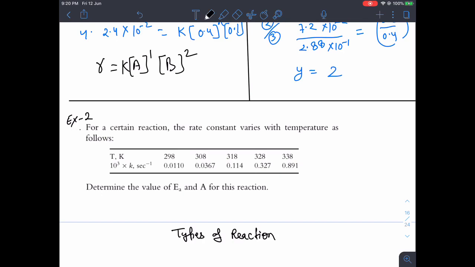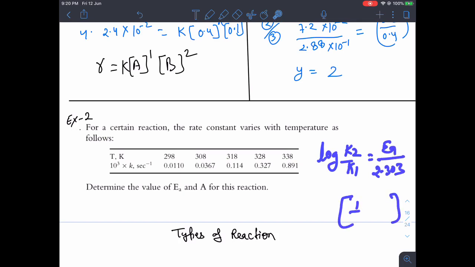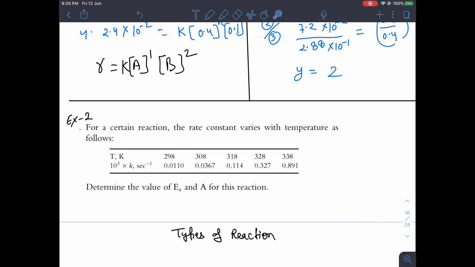In the last video I derived an expression for you, that log of K2 by K1 is equal to EA upon 2.303 multiplied by (1 by T1 minus 1 by T2). So guys, see, if K2 and K1 with the corresponding temperatures T1 and T2 are known to you, you can get the value of activation energy very easily. So that's what you have to do from your side.